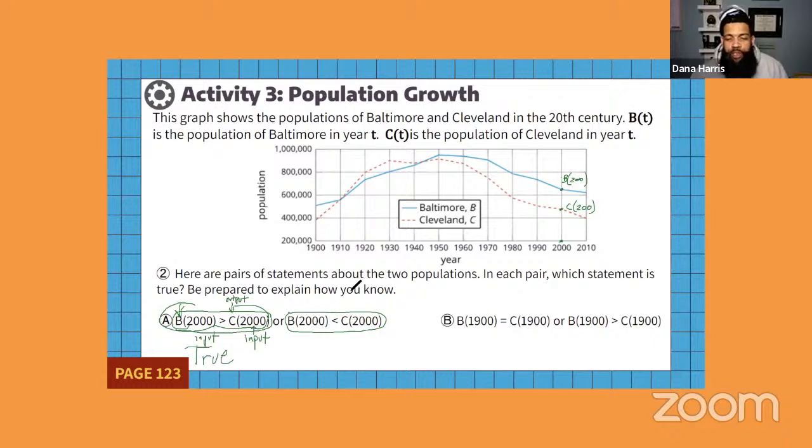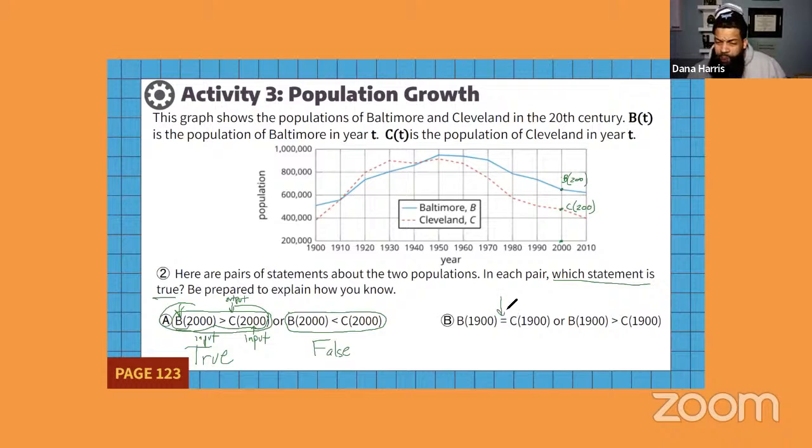All right, let's go over to the second one. It says B of 2000 is less than C of 2000. Well, these two cannot be true at the same time. So we've already said that the population of Baltimore is greater than the population of Cleveland in 2000. So this would be false. The question only asks us which statement is true. So we've determined that the population of Baltimore in 2000 is greater than the population of Cleveland in 2000. Now, let's look at the second one.